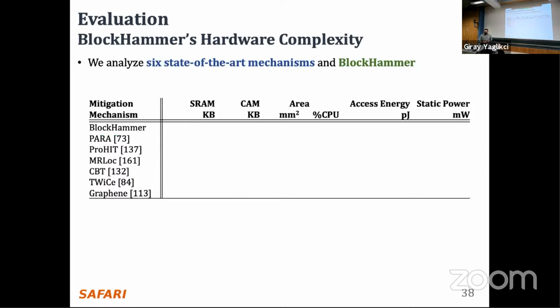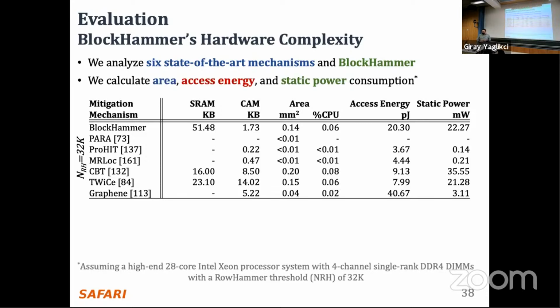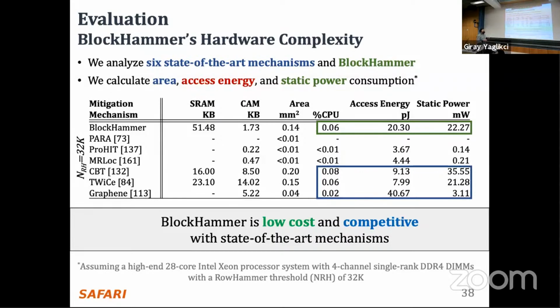So first, we analyze and compare BlockHammer's hardware complexity with 6 state-of-the-art RowHammer mitigation mechanisms, namely PARA, ProHIT, MRLoc, CBT, TWiCe, and Graphene. We calculate the hardware complexity in terms of area, access energy, and static power consumption, and we use a realistic RowHammer threshold of 32K. We observe that BlockHammer can be considered a low-cost mechanism, and it is competitive with the state-of-the-art counter-based mechanisms, which are CBT, TWiCe, and Graphene.